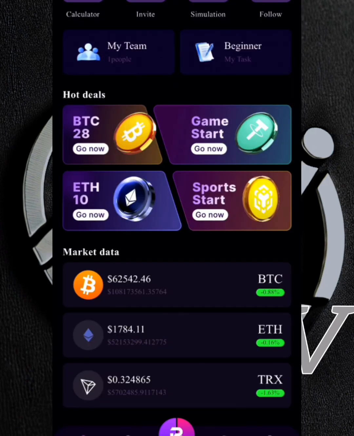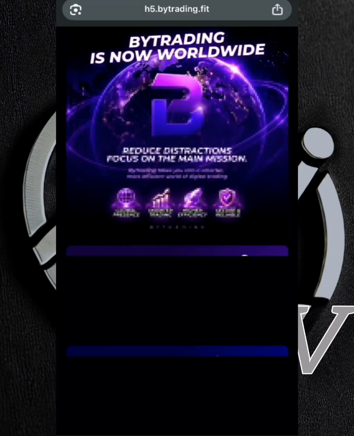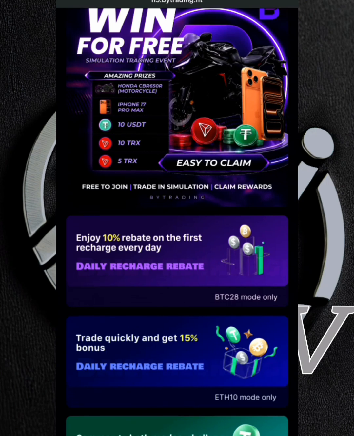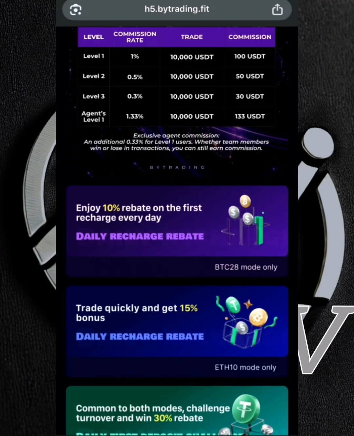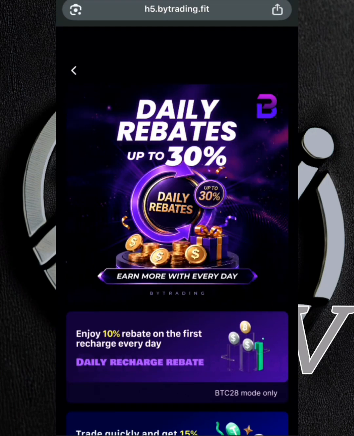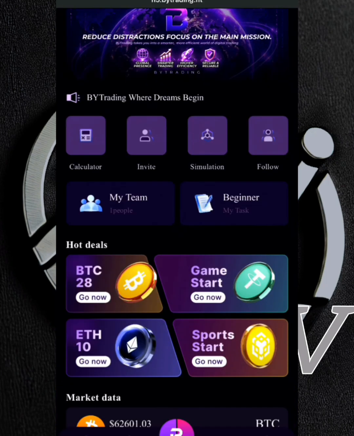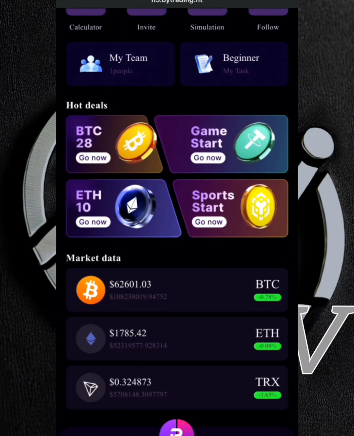As a beginner, you need to check out the beginner tax right here. Once you click on that, you get to find out the different bonuses and rewards that this platform has for every new beginner. Also, if you are familiar with platforms like CoinVid, Coinbase, and OK Trading, this platform operates just like them. It's just that there's a specific strategy that I am leveraging on this platform that I will show you.